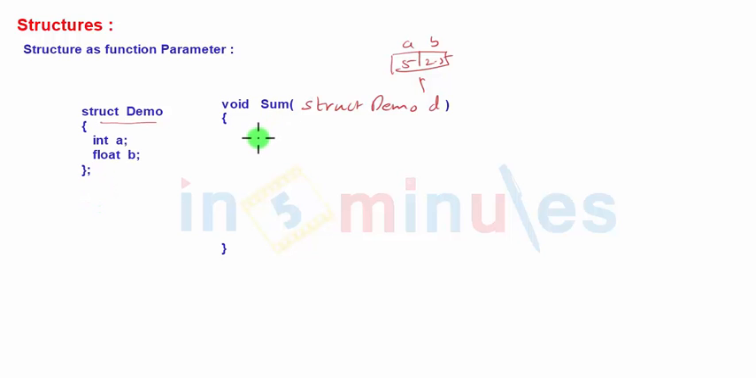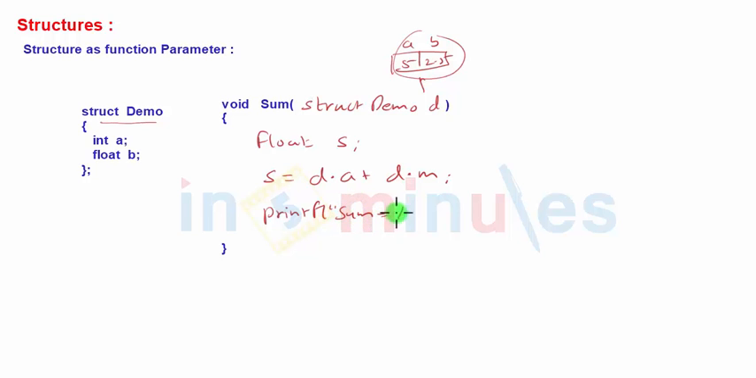Now to add these values, I'll define over here one float variable, some name s. In that s, I want to get the addition of these two. So I'll write d.a plus d.b. So 5 and 2.5 are added and stored into s, and then that sum will be printed using the printf command. Let's write sum is equal to %f\n. Here I'll display s. Now that is how I can define a function with a structure as a parameter.